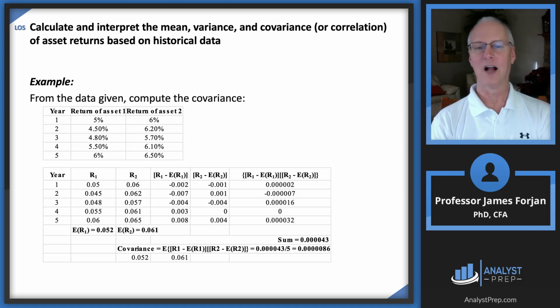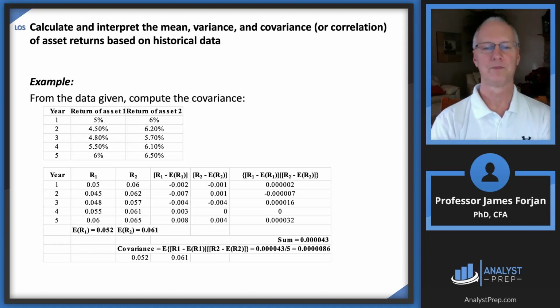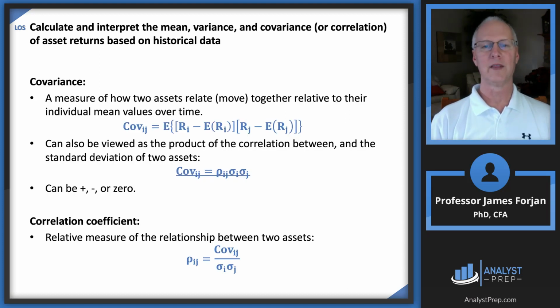And then in the next column, we're going to do the same thing with asset 2. So we're going to take 0.06 minus 0.061, which gets us a minus 0.001. And we're going to do that all the way down. And then we're going to multiply them. So that's really what this formula looks like over here. This thing at the top with the expectations operator solving for covariance, that is the application of the formula here.